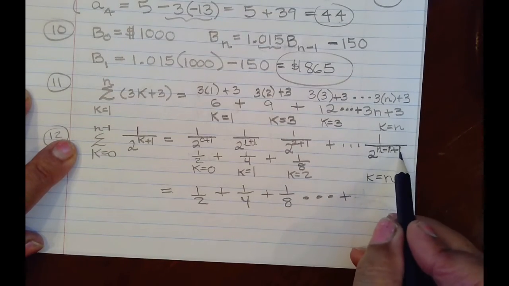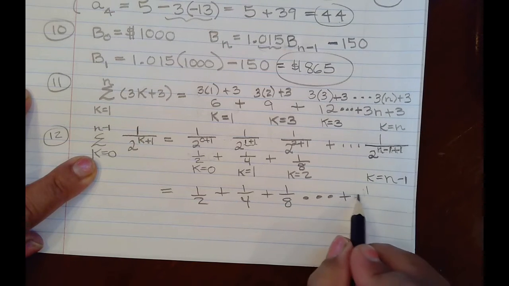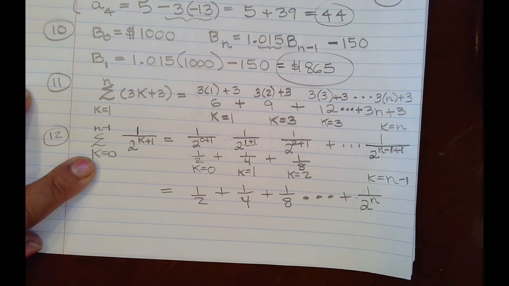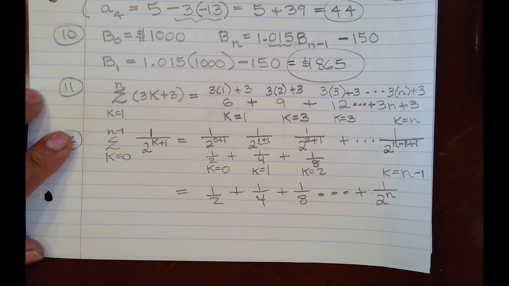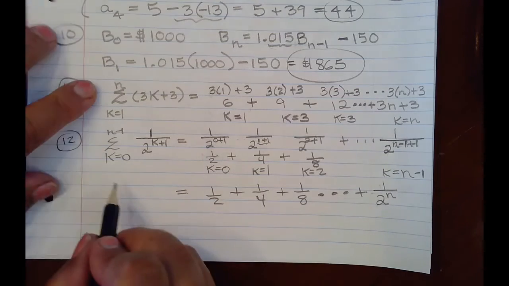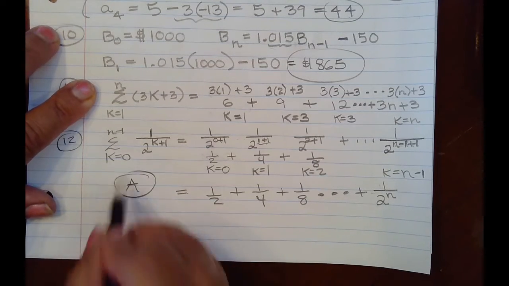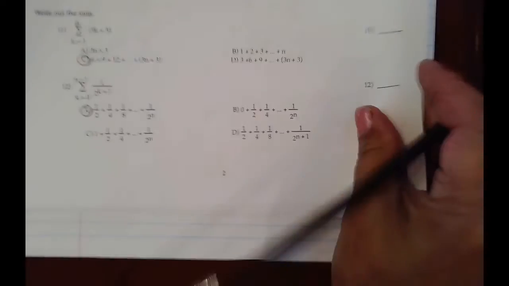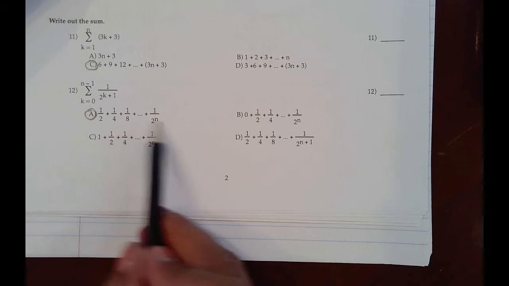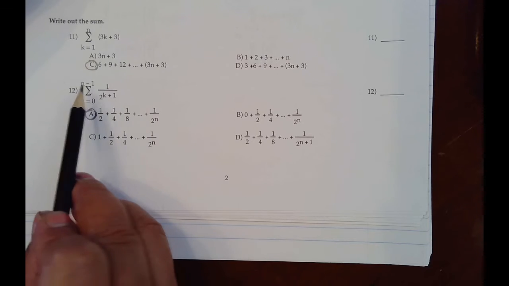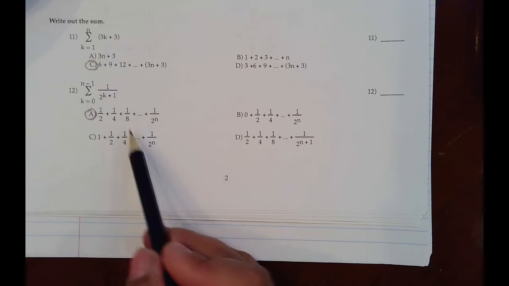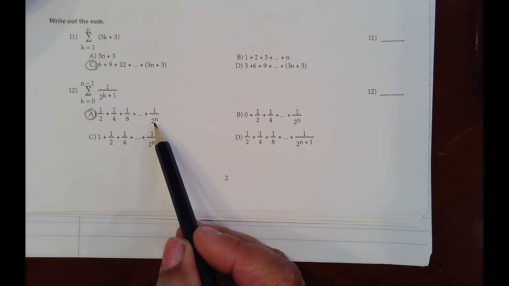The negative 1 and the positive 1 would cancel, leaving me with just 2 to a power of n for my last term. And let's see what answer that was. That was choice A. We got a 1/2, a 1/4, a 1/8, and then when we let the k value go all the way to n minus 1, the negative 1 and the positive 1 canceled, leaving us with this as our last fraction.